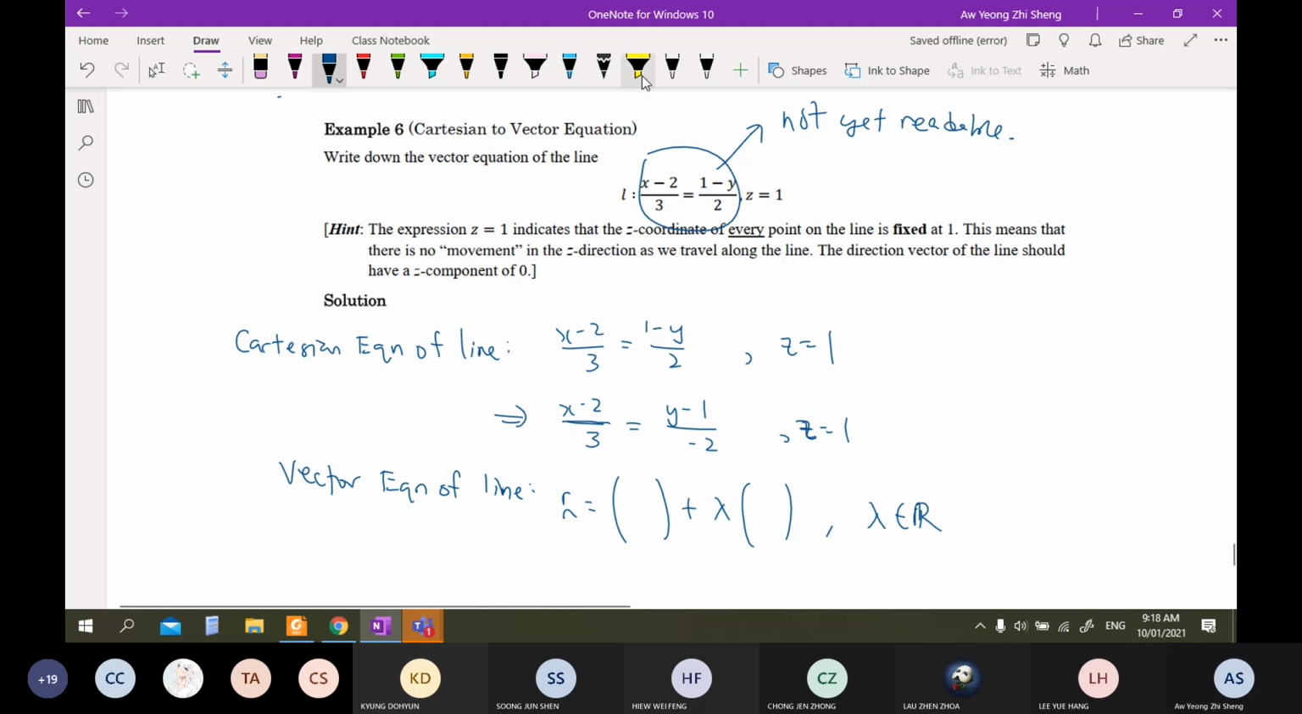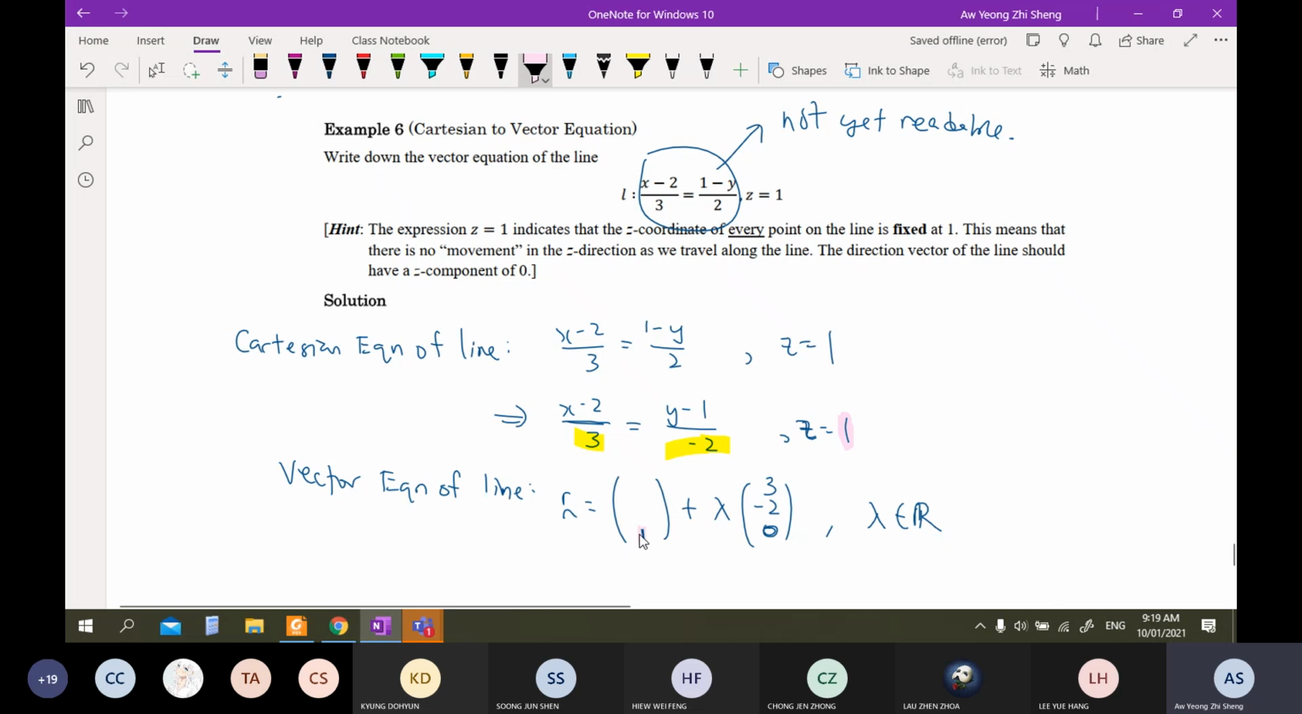Okay. The denominators of the fractions are all components of the direction vector. 3 and 2 are the x and y components respectively, while the z component in the direction vector must be 0, because there's no movement in the z direction. And then the z coordinate is constant at 1. That means the z coordinate of the fixed point must be 1 also.